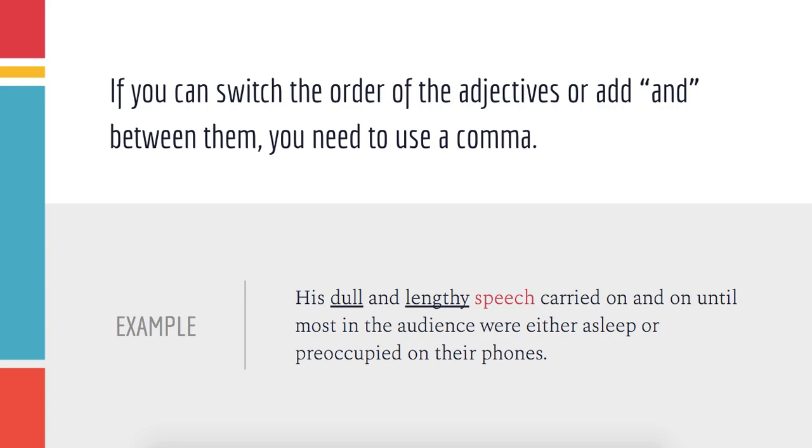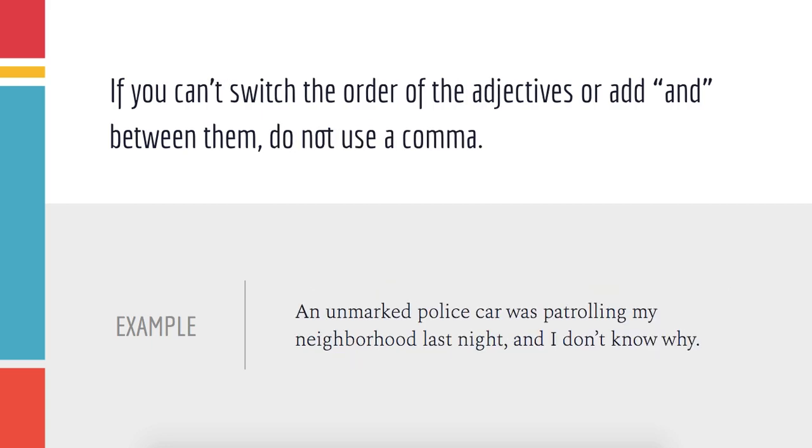Now, in order to do this successfully, you're going to have to figure out what an adjective is. So if you aren't comfortable with what an adjective is, that's kind of your first step: you need to figure out how to find your descriptive words, and you need to figure out what they are describing. That's your first step. Once you've done that, then you can go ahead and experiment with switching the order or adding and between them. Now let's look at one more example here. If you can't switch the order of the adjectives or add and between them, do not use a comma. You only use a comma if you can add the word and or switch the order.